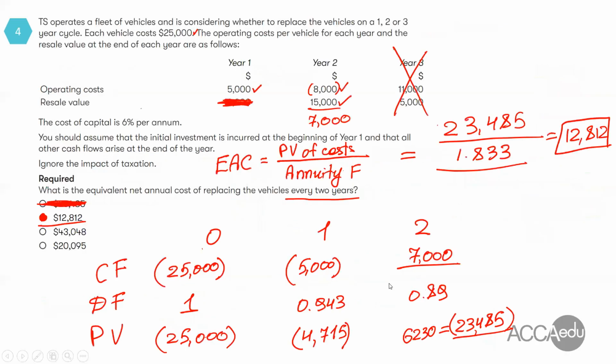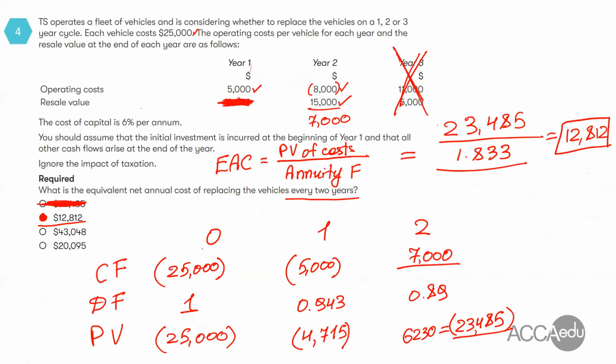Okay, for this task, equivalent annual cost. The task says that we are replacing the vehicle every 2 years. That's why we can ignore the year 3 values. And also, the resale value of year 1 can be ignored as well, because we are replacing not every year, but every 2 years.